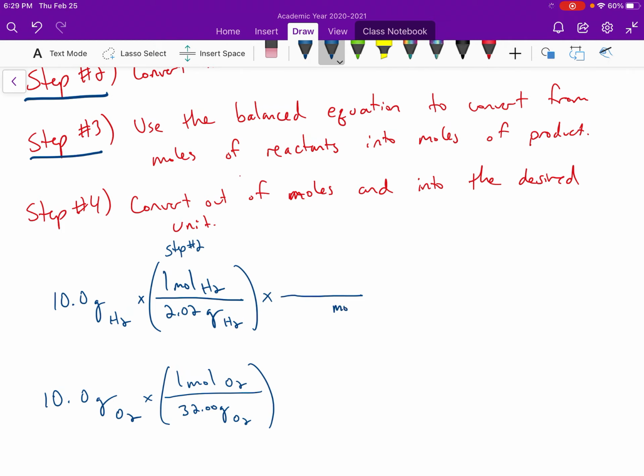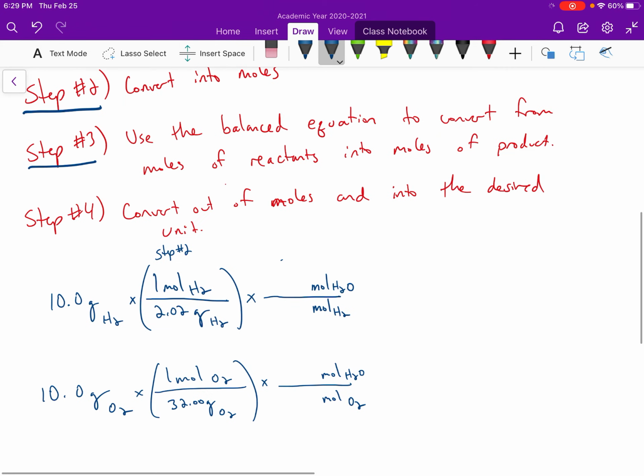So I want to cancel moles of hydrogen. And we're trying to figure out water. So I'm going to do that. I'm going to do the same thing down here. Moles of water, moles of O2. And what I'm going to do is I'm going to go to the balanced equation, okay? So this is our step 3.